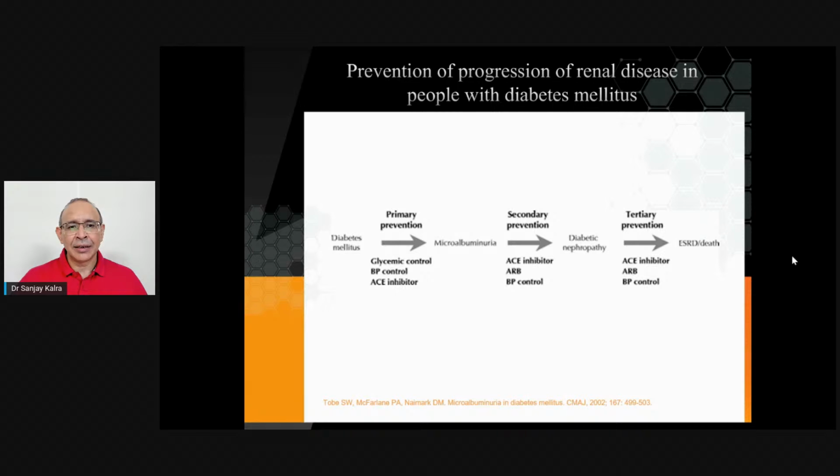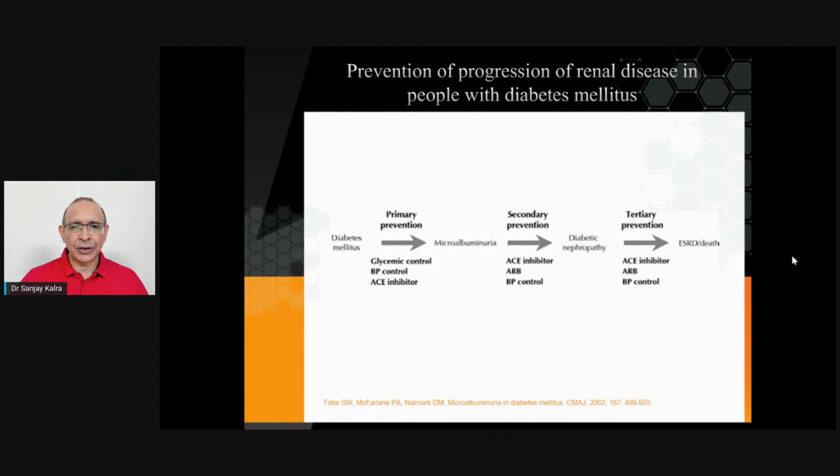Primary prevention means the risk factor is there, that is diabetes mellitus. I want to prevent onset of microalbuminuria. So I will use the best drugs to control blood pressure and glucose. I will preferentially use an ACE inhibitor, and I can also use an SGLT2 inhibitor or a GLP-1 receptor agonist.